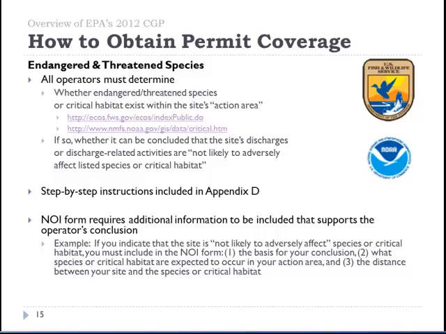When you get to filling out your NOI form, it asks for additional information to support the conclusion. So for instance, if you indicate that there's species or habitat on your site or near your site that you're not likely to adversely affect, the NOI form asks you to include the basis for your conclusion, what species or critical habitat exists, and the distance between your site and the species or critical habitat.